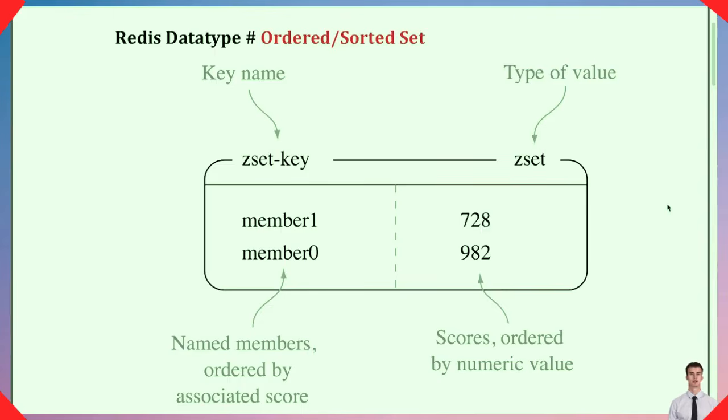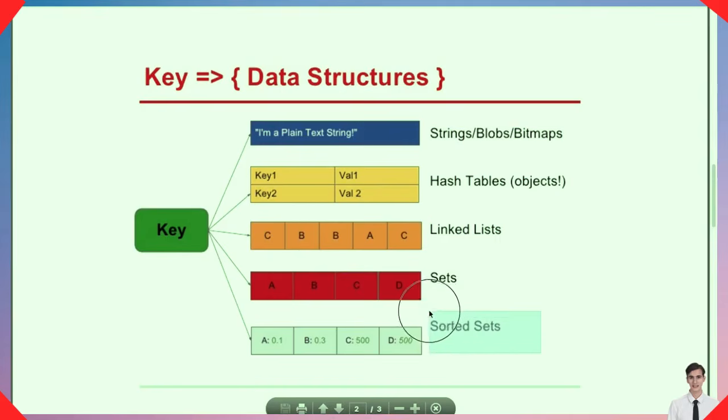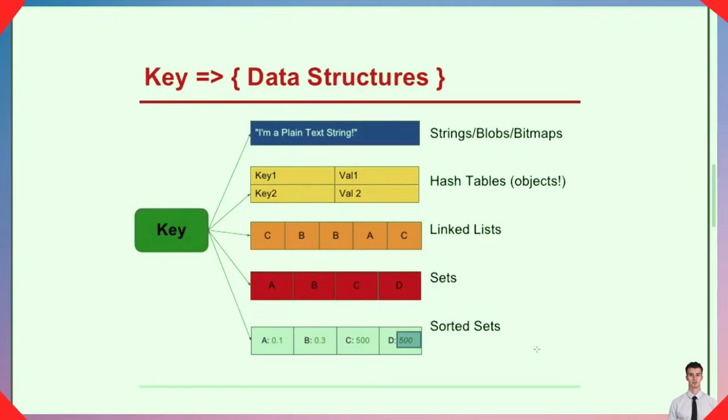Redis data type ordered or sorted set. Ordered or sorted sets are an advanced data type of Redis. It has much in common with the set data type, but the difference is that the sorted set has an associated score. By the associated score, the members are ordered. The sorted set has similarity with sets, but the difference is the score values. By these score values, the sorted sets are listed or sorted inside.